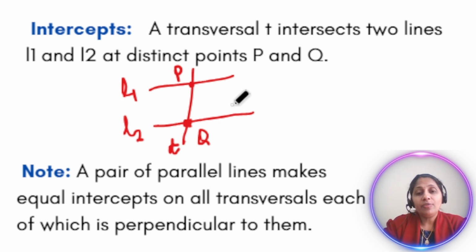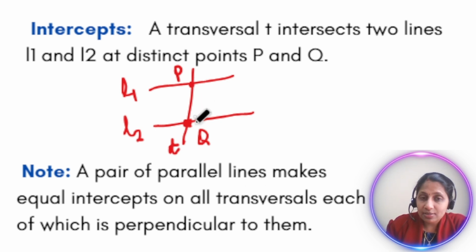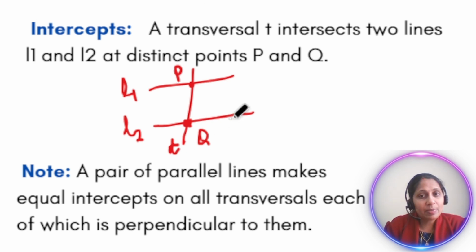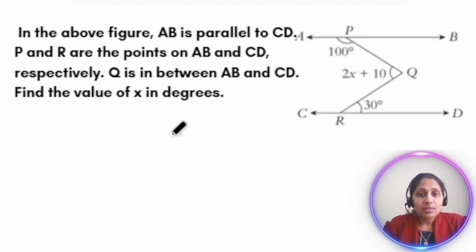One thing you have to note here is that a pair of parallel lines makes equal intercepts, the same intercept, on all transversals, each of which is perpendicular to them. If the transversal is perpendicular to the parallel lines, then each intercept will be the same. Okay, you will understand this better when we solve the problem. Okay, now let's consider this question.